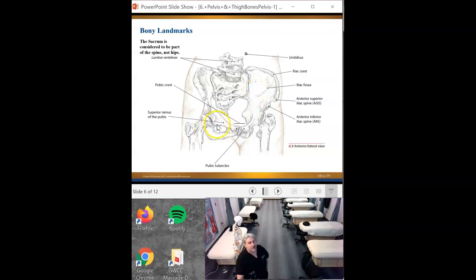Here is another view of the ramuses of the pubis. Here's the superior ramus of the pubis, turns into the inferior ramus of the pubis, and eventually turns into the ramus of the ischium. Where your 2 pubic bones come together, they call this the pubic symphysis. They're playing in symphony. So your 2 sides of your pelvis are hooked together by your sacroiliac joints and your pubic symphysis. This is a cartilaginous joint here.